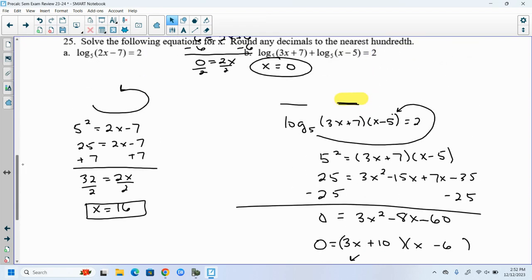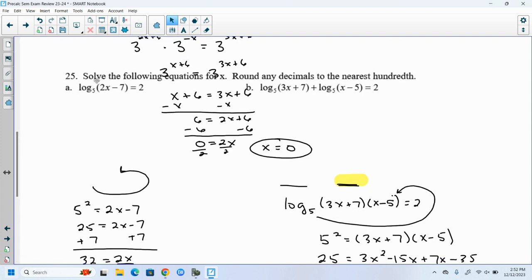Okay, that was 25. Not sure why it's doing that.